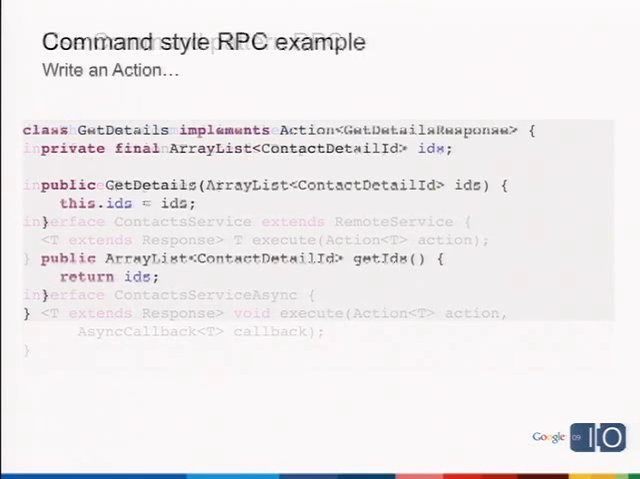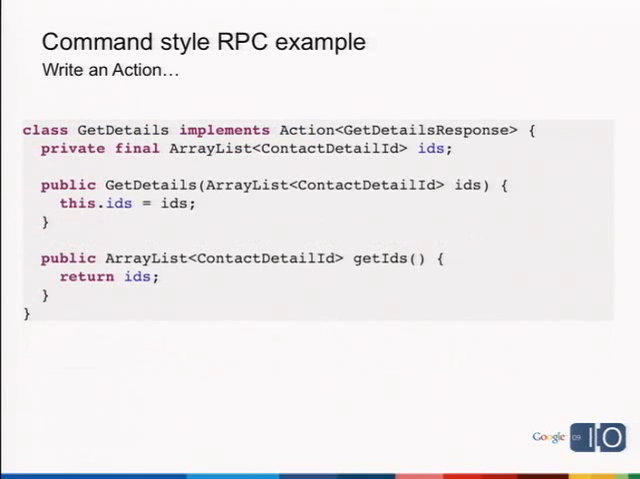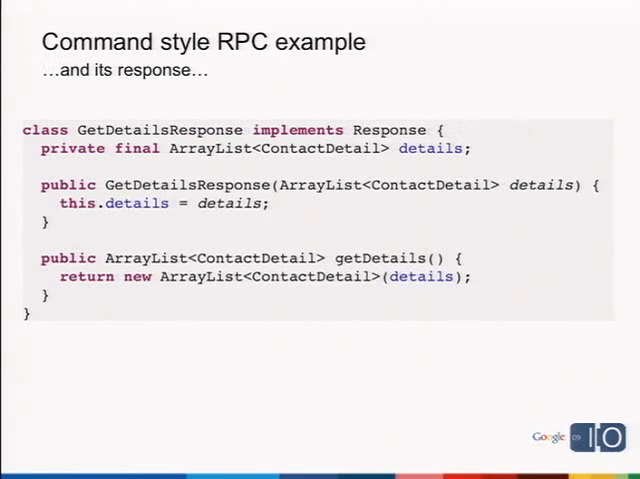So an example of an action object that we might write would be this get details thing. Remember that we are working on our address book because the world doesn't have enough address books. The command will be something as simple as I'll instantiate the thing. I'll give it a list of the IDs of the details that I want. So on the server, I'll do something clever to actually fulfill that request and send back across the wire a get details response object, which has this nice array list of the details that I can then go and render.